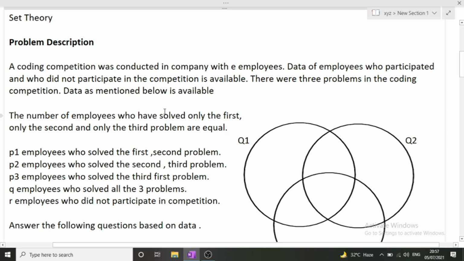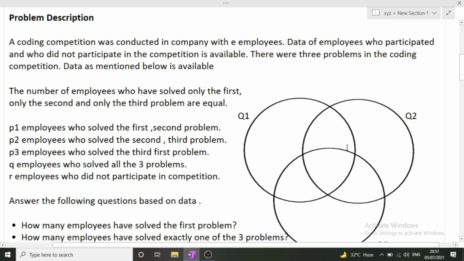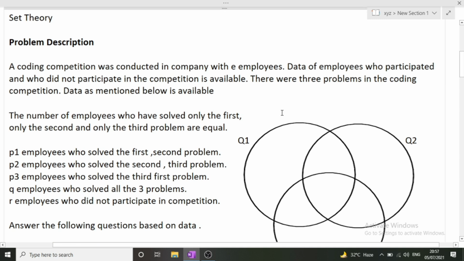Okay, so this is the entire question. This particular Venn diagram has been made by me. It was not given in the question, but I have made it here so that things become clear to you easily. Now let's start by reading the question.